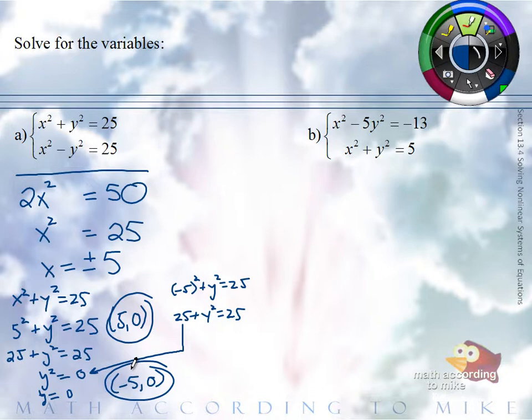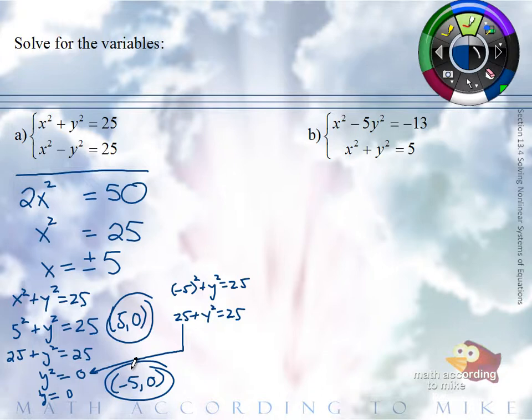Part B. Ugh. Terrible. Give me a second. I wonder if that negative is supposed to be on that 13. Yeah, I guess it can. All right, let's do it to it.